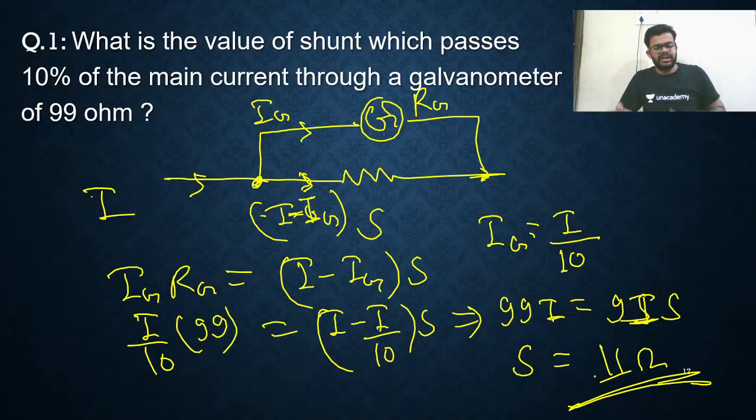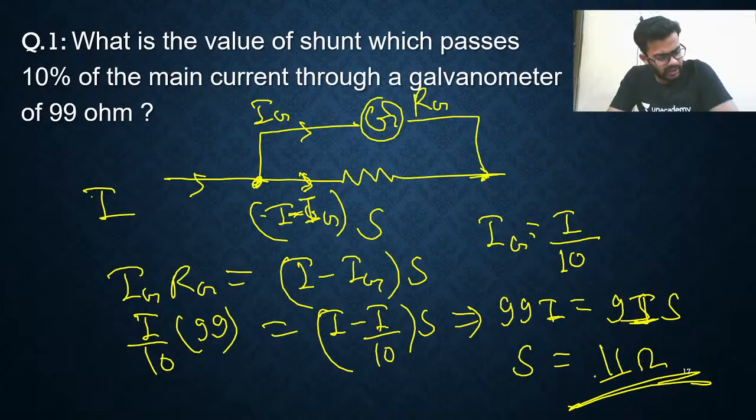Very good. If you got this, please give thumbs up, my dear friends. Kalai, Hetvi, all of you, please give thumbs up. So to make an ammeter from a galvanometer, we always need to add a shunt resistance of small resistance in parallel with the galvanometer. That's all.